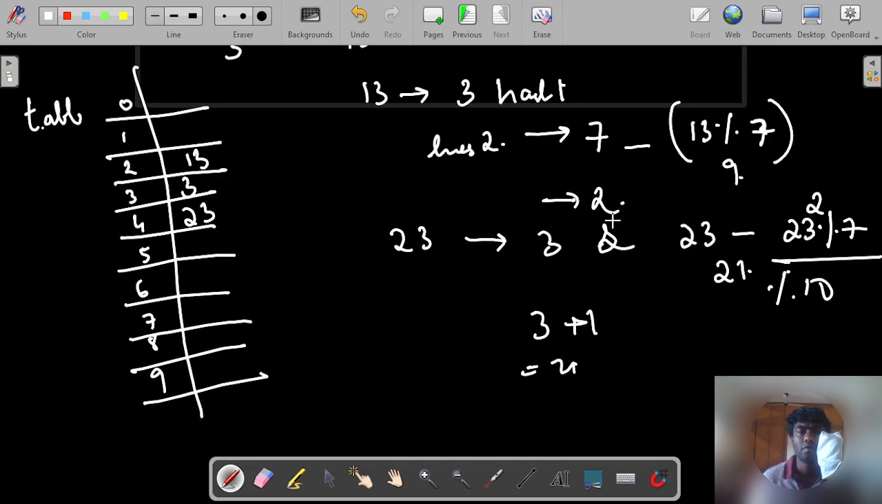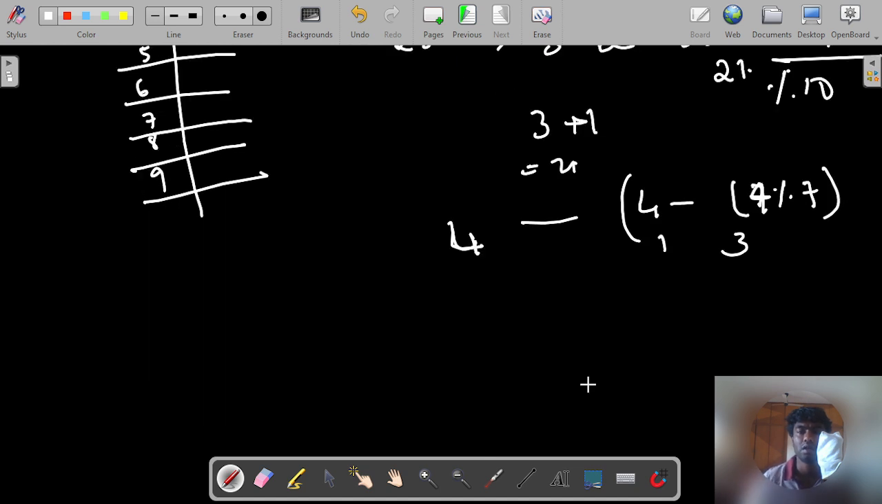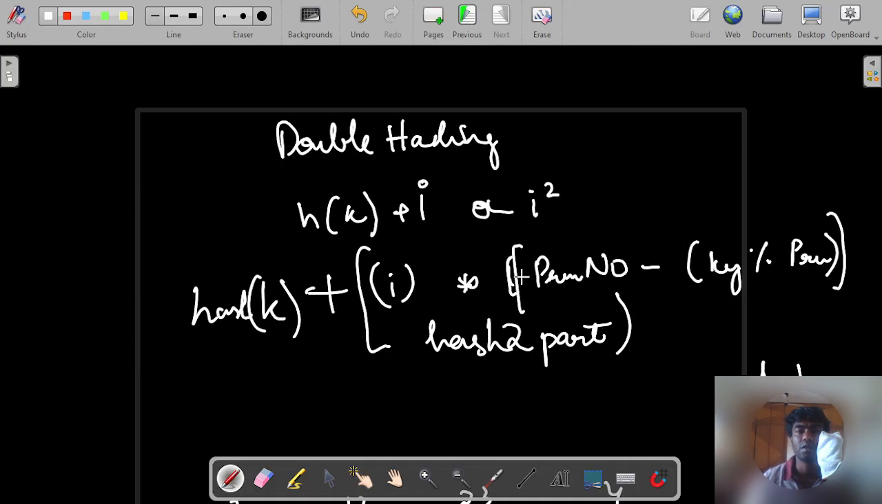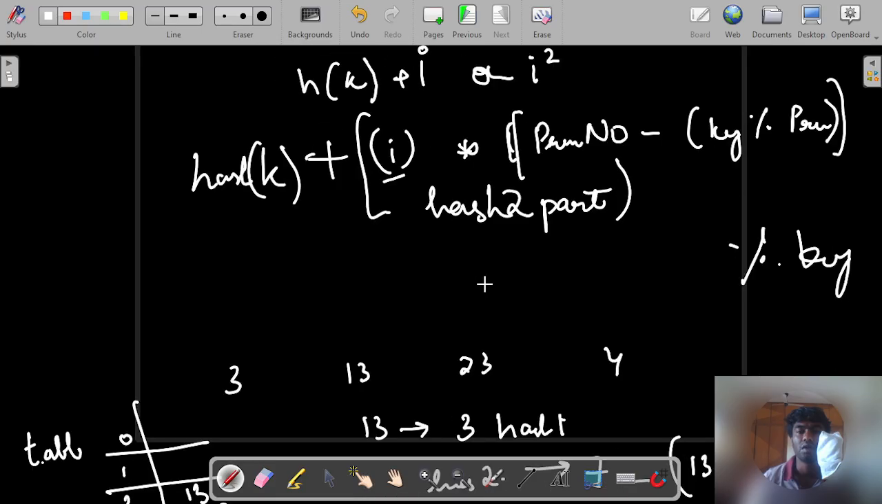And similarly for 4, 4 is already occupied here, so 4 is the hash 1. So in case of hash 2, 4 modulus of 4 by 7, which is equal to 3, and 4 minus 1, which is 3 again, so 3. So we need to double hash it, right? So here if you see, we can multiply it by 1 times.